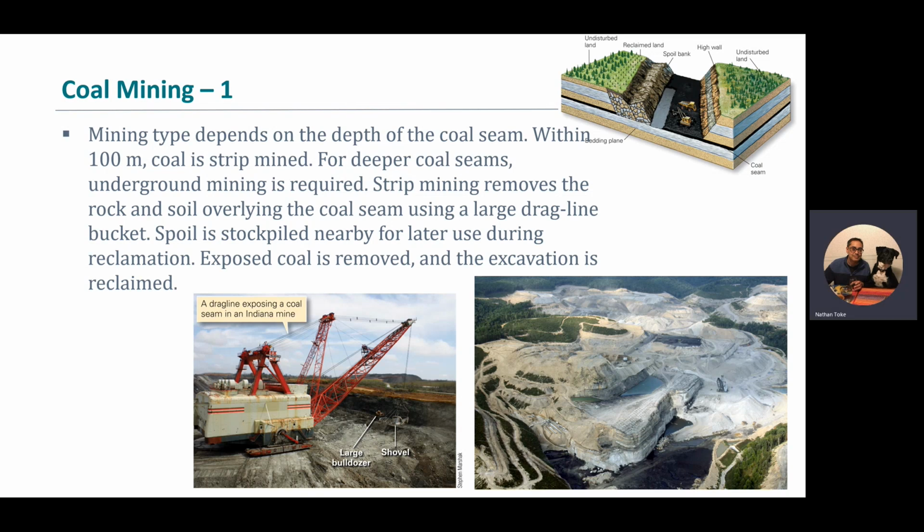Okay, so coal mining depends on the depth of the coal seam. Within 100 meters of the Earth's surface, coal tends to be strip mined. Strip mining removes rock and soil overlying the coal seam and basically you just drag it out. Exposed coal is removed and the excavation is later reclaimed. So basically it's buried, contoured back over once it's done.